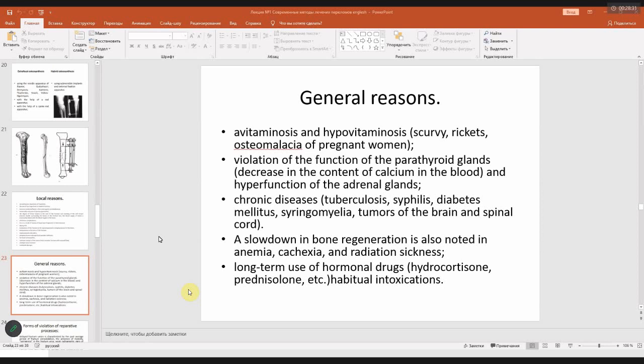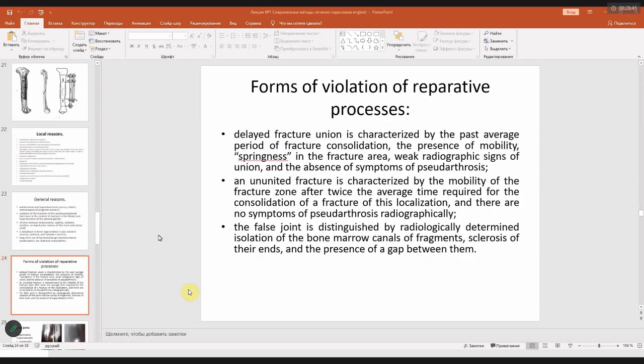Long-term use of hormonal drugs such as hydrocortisone, prednisolone, and so on. Chronic intoxication. Forms of violation of the reparative process. Delayed fracture union is a condition resulting from the passing of the average period of fracture consolidation.